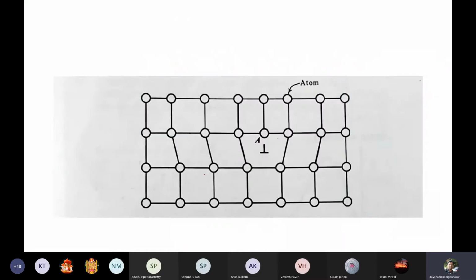What is the meaning of this? Now look here. This is the arrangement of the atoms. Look at this. So these are the atoms that I have.